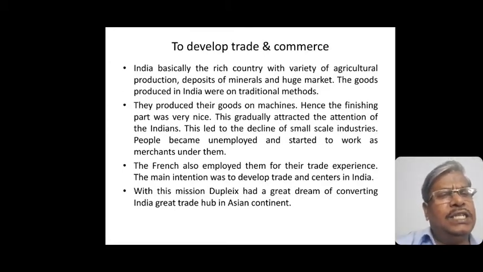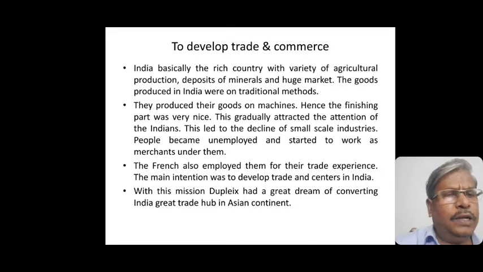India was basically a rich country with a variety of agricultural productions, deposits of minerals and a huge market. The goods produced in India were made by traditional methods. The French produced their goods on machines. Hence, the finish was very nice. This gradually attracted the attention of the Indians. This led to the decline of small scale industries.